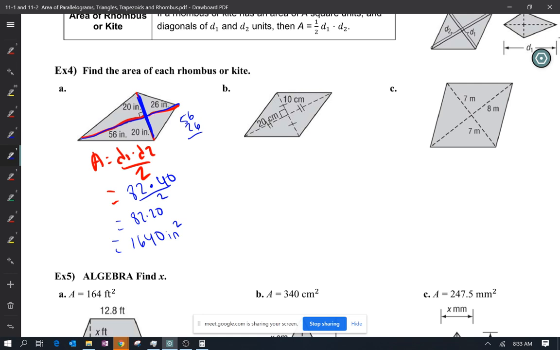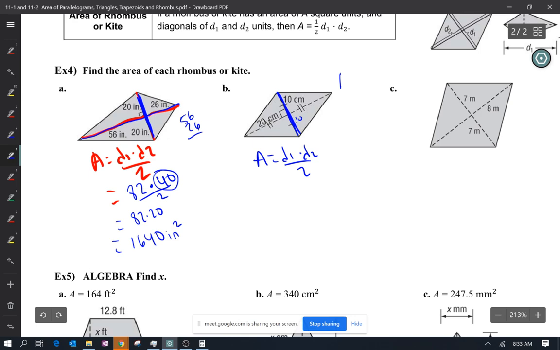All right, next problem. Remember, diagonal 1, which is 20, right? So the area... Go ahead. I think it's double that, because you multiplied it by 20. You're supposed to multiply it by 40. I did. But then I divided by 2 because the formula says divide by 2. So what I did is I divided 40 by 2 right here. Okay, that makes sense.